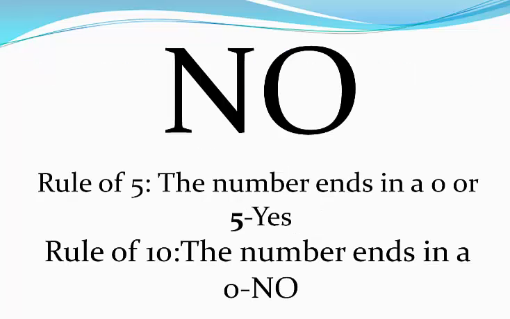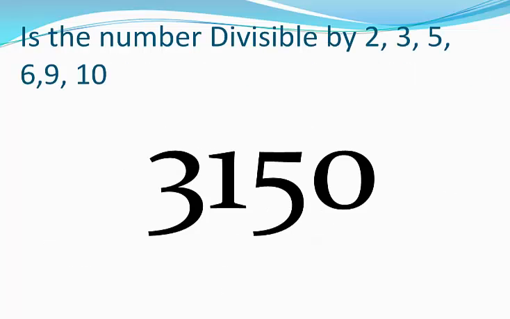Is 3,150 divisible by 2, 3, 5, 6, 9, and 10? Well, let's start with 2. First thing we notice, it is an even number, so it is divisible by 2. Let's jump to 5, because if it ends in a 0 or 5, it's divisible by 5, and this one is. And let's jump to 10. It has to be divisible by 10 if it ends in a 0, and this one does too. So we know it is divisible by 2, 5, and 10.